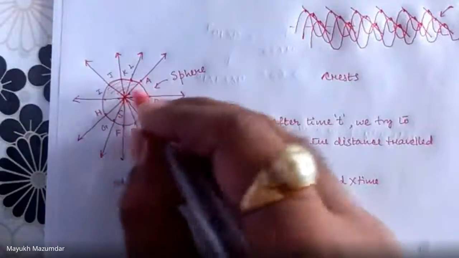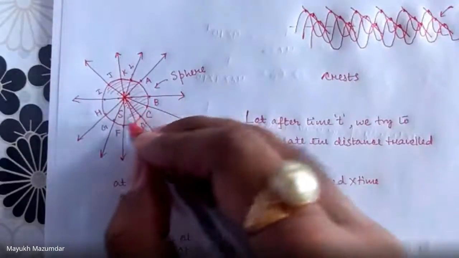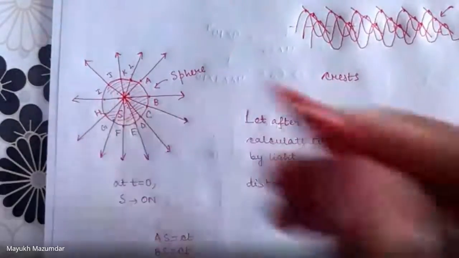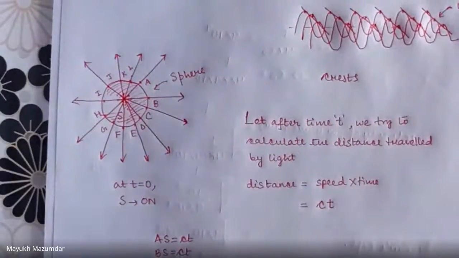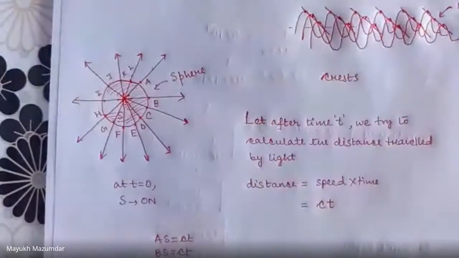It's very hard to draw a sphere like this. I can shade it, keep the 3D effect a little bit. So after some more time, what will happen? I will get a bigger circle because the distance will be more.